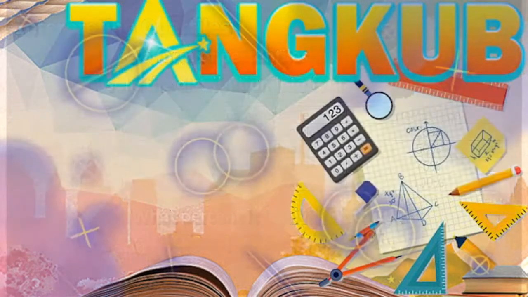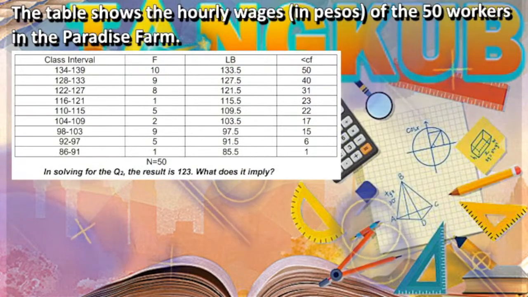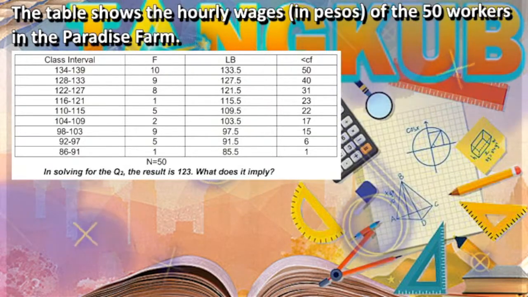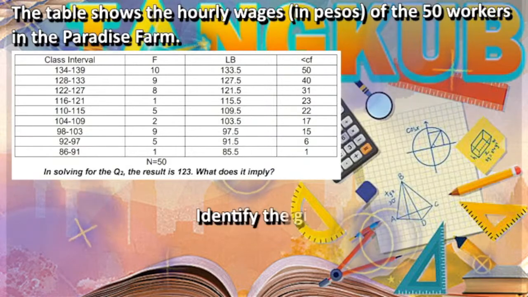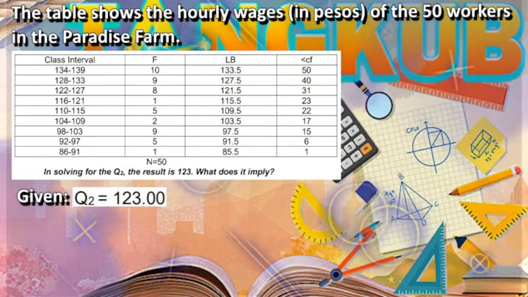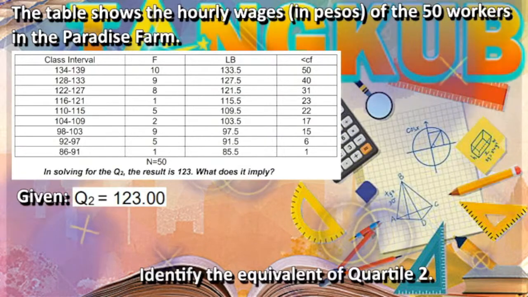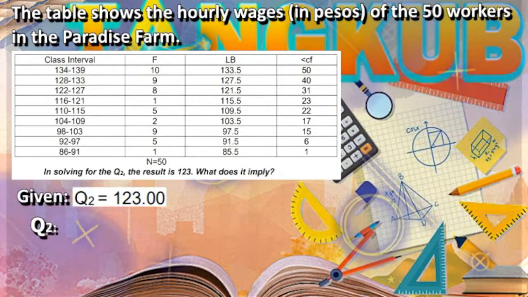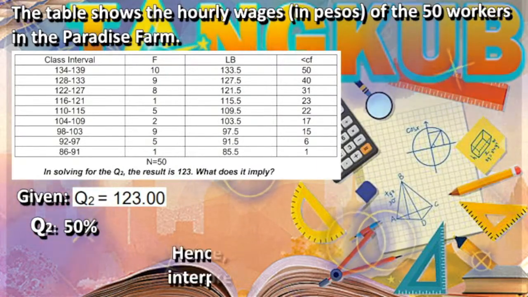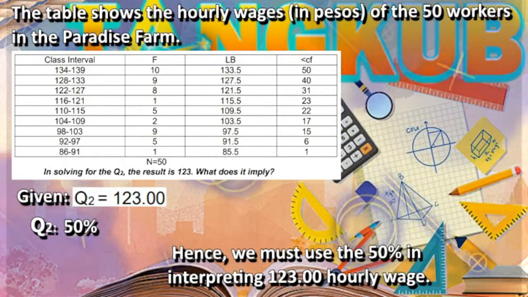Another question. The table shows the hourly wages in pesos of the 50 workers in the Paradise Farm. In solving for the quartile 2, the result is 123. What does it imply? Well, first, let us identify the given. Based on the given, quartile 2 is equal to 123. Now, let us identify the equivalent of quartile 2. Based on the definition, quartile 2 is equivalent to 50%. Hence, we must use the 50% in interpreting 123 hourly wage.